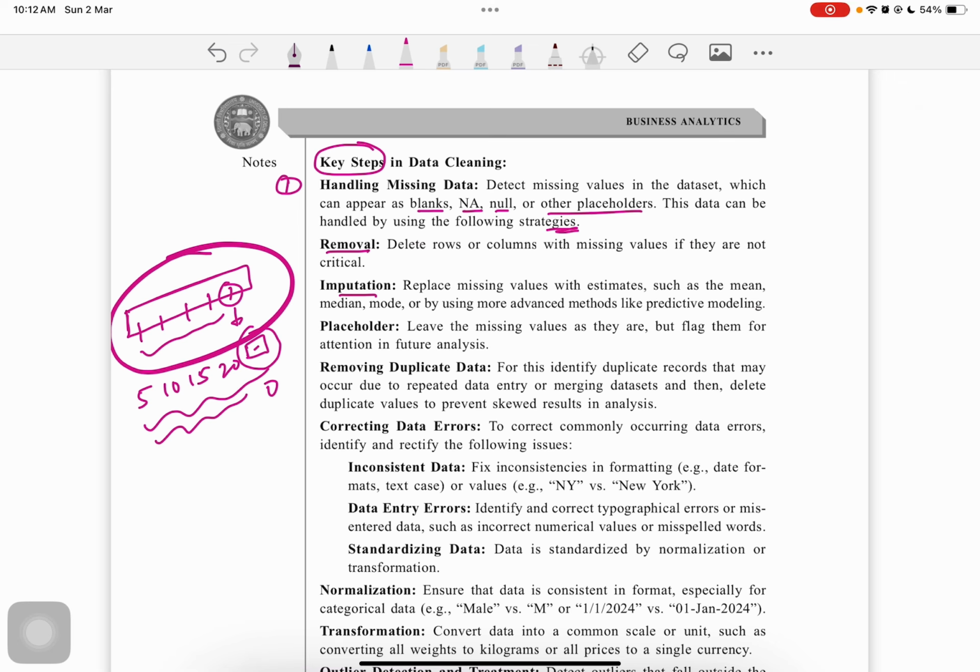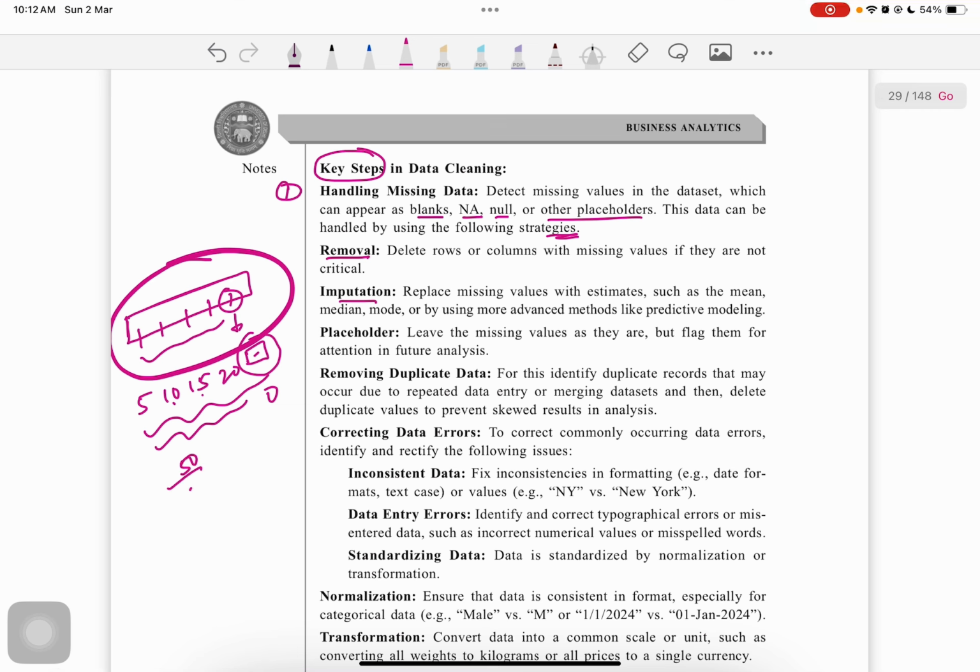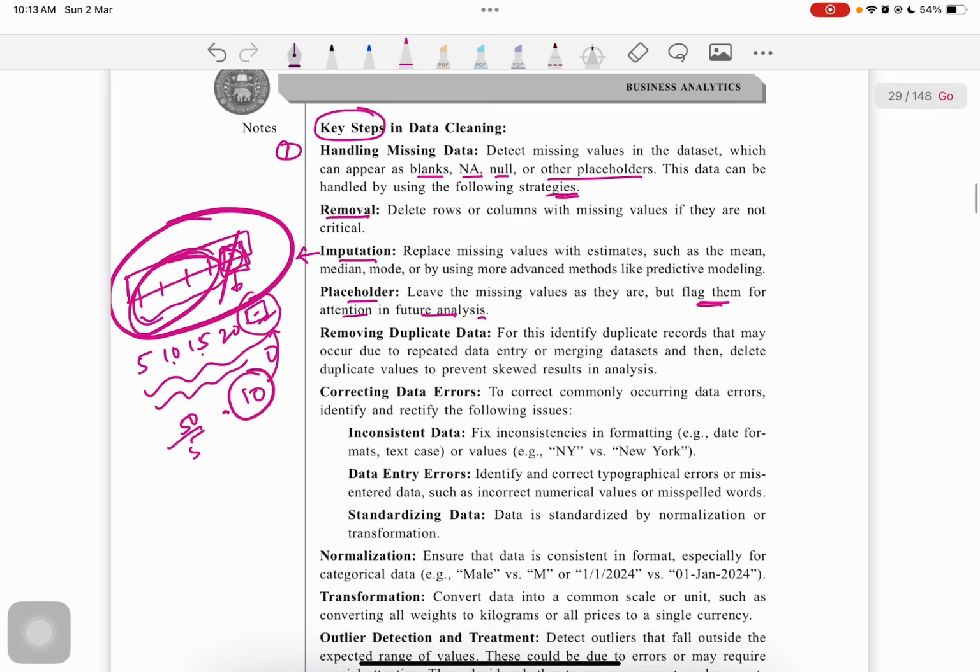For example, the average would come out as 5 plus 10 plus 15 plus 20 is 50, 50 divided by 5, we can say it is 10. So we can take 10 as this number for the purpose of analysis. So this comes under the imputation format. Removal is removing, just remove this and do the analysis on the rest of the 4. Placeholders means leave the missing values as they are, but flag them for attention in future analysis. Just keep them flagged, highlight them, but analyze the other 4. That is the placeholder.